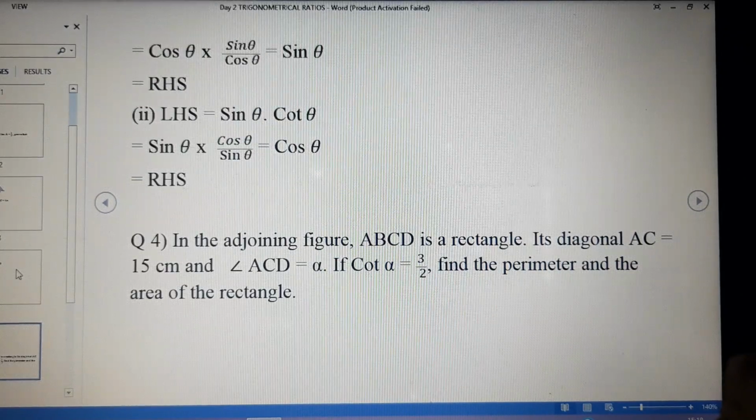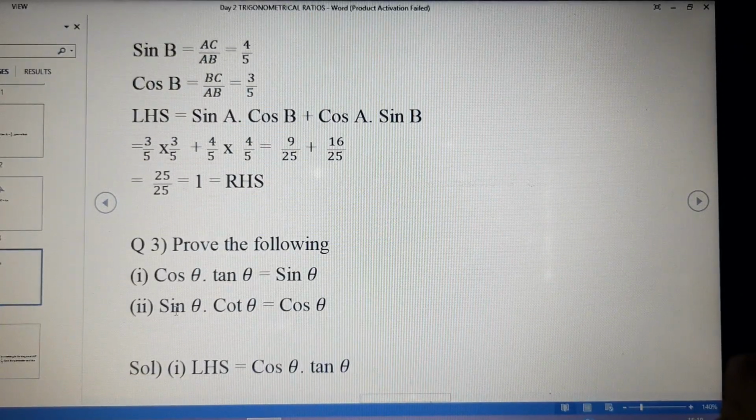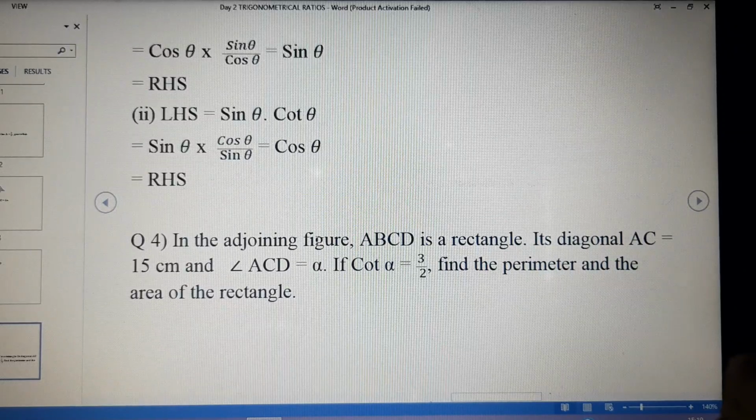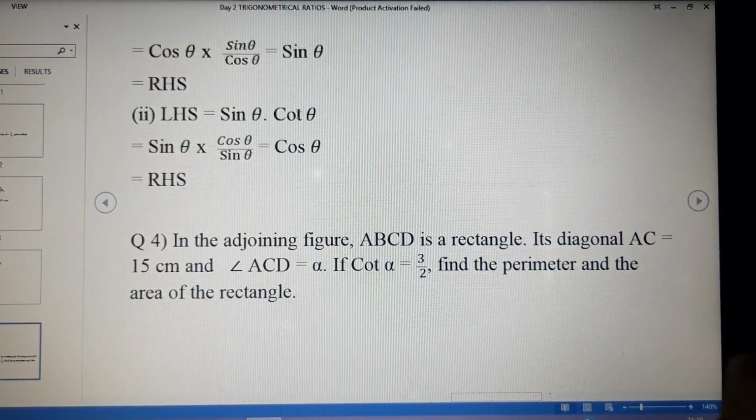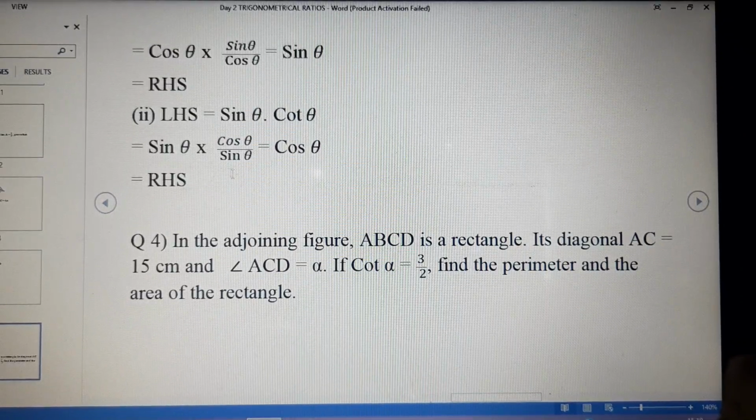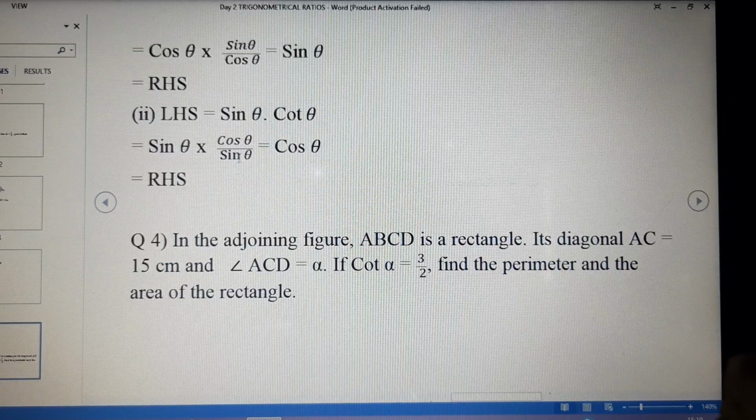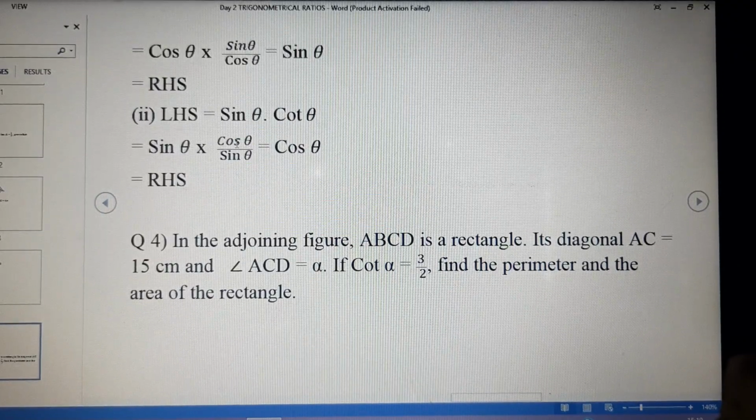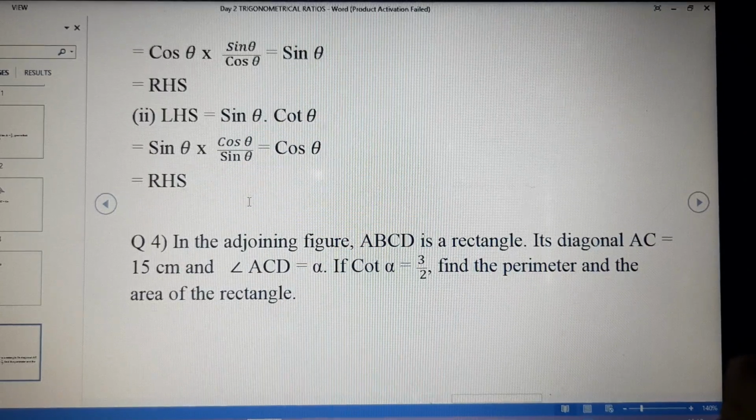Moving on to the second part. The second part says that sin theta into cot theta is equal to cos theta. We will first of all write the LHS, and cot theta can be written as cos theta upon sin theta. Clear? So sin theta into cos theta upon sin theta, sin theta will be cancelled. We will be left with cos theta, which is the RHS.